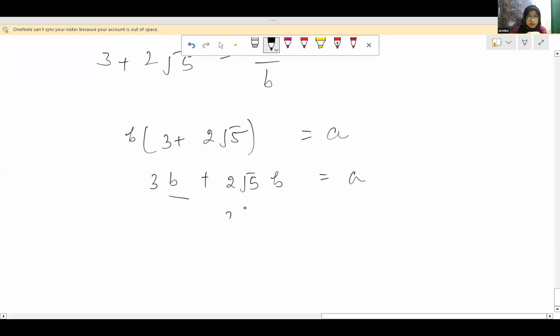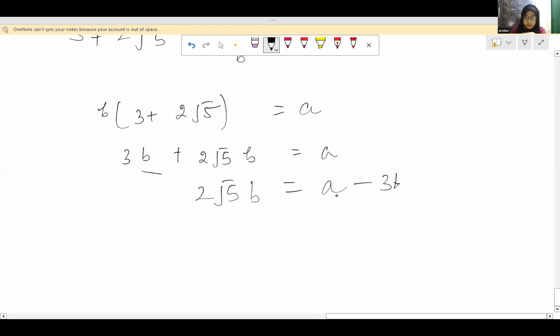So now only the root part will be here, right? Since 3b is getting added with this, when it goes to the other side of the equals sign, it will become minus 3b. Yes or no?